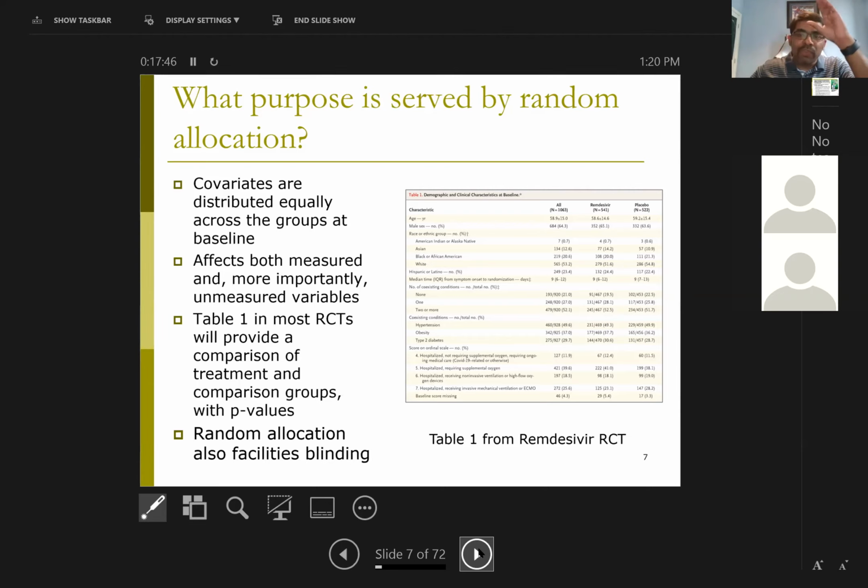You will see beautiful balance of age, sex, smoking, family history, obesity. I don't care what you look at. Known and unknown confounders will be balanced between the treatment arm and the control arm because randomization guarantees that, right? In a real world study, if you compare a treated group with an untreated group, they will differ on 50 variables because that's what decided them to be on treatment or not on treatment. You cannot snip the relationship between the risk profile and the treatment.